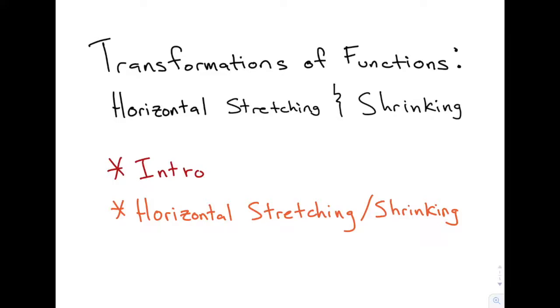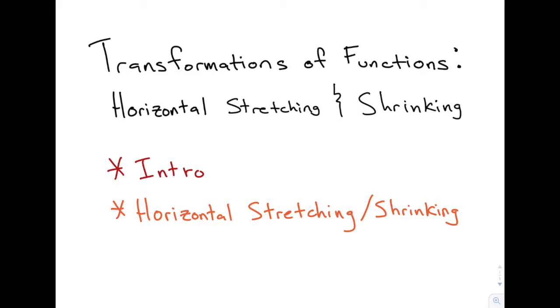In this video, we'll look at transformations of functions, horizontal stretching and shrinking. So previously, we've talked about vertical stretching and shrinking, that is, when we take some constant, we multiply the output of a function, which has the visual effect of stretching a graph vertically or shrinking it down towards the x-axis. So the question here is, what will happen when we modify not the output, but the input?